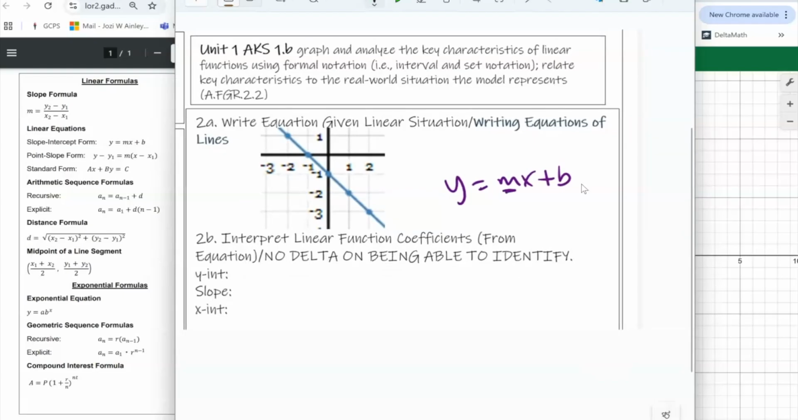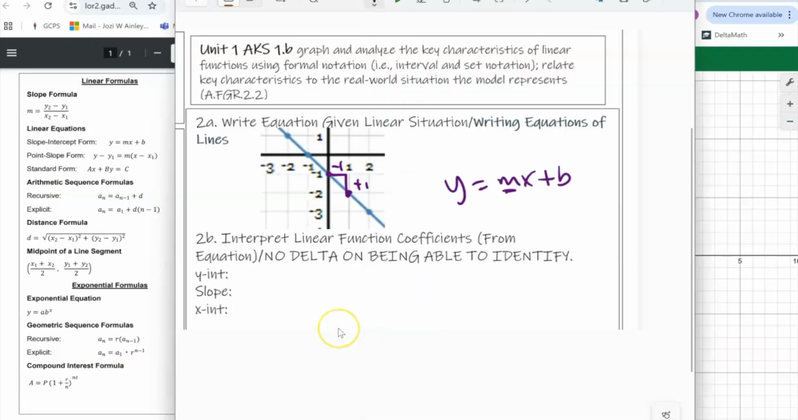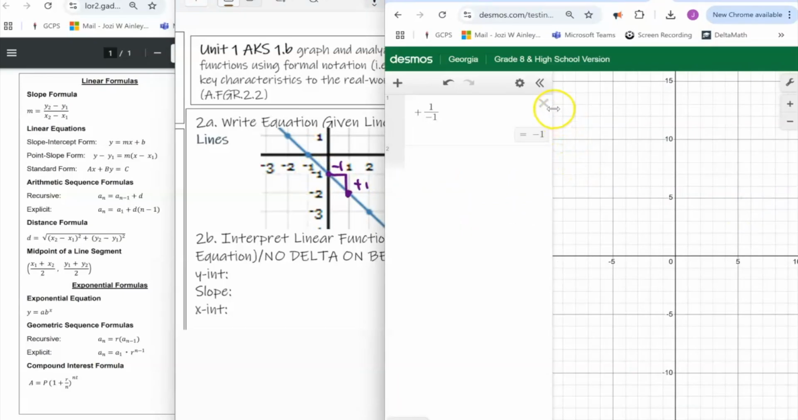My slope is my rise over run. If I start at this point and I'm trying to go to this point, I'm going to rise positive 1, and then I'm going to run negative 1. If I put that in the calculator, positive 1 divided by negative 1, you can see it'll give me negative 1. So my rise over run will be negative x, and then my b is where it crosses the y-axis, which is negative 1.